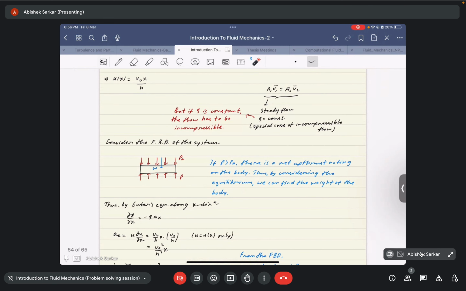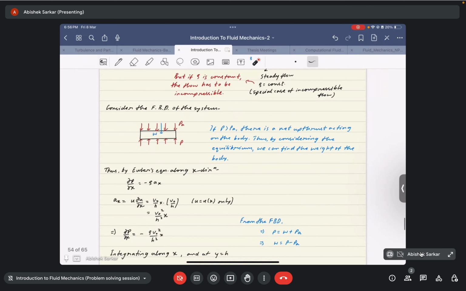Then ax would be equal to u dou v by dou x plus v dou v by dou y, but since v is constant, the dou v by dou y term will be equal to 0. So we are only having the x velocity term, where the x velocity component varies with x, it's a function of x, so that will remain. So ax would be u dou u by dou x. So u is v naught x by h, into v naught by h, because dou u by dou x would be v naught by h. So ax would be equal to v naught square by h square into x, okay. So dou p by dou x would be given by minus rho v naught square by h square into x.